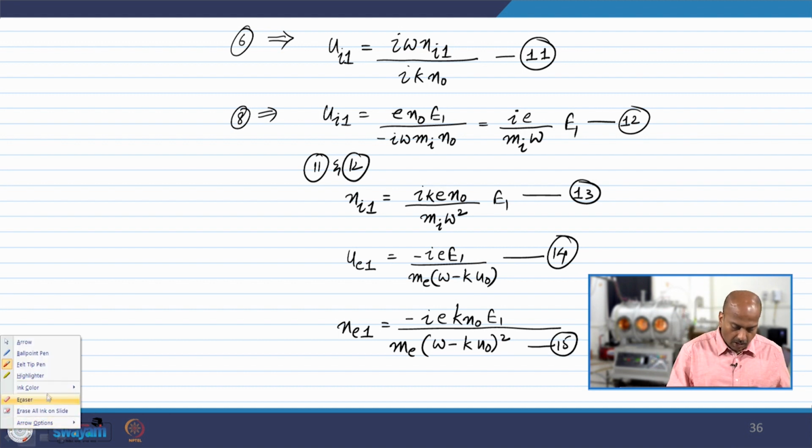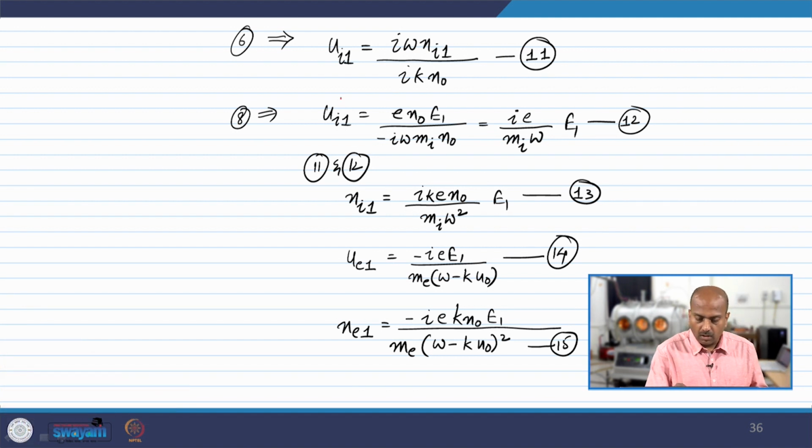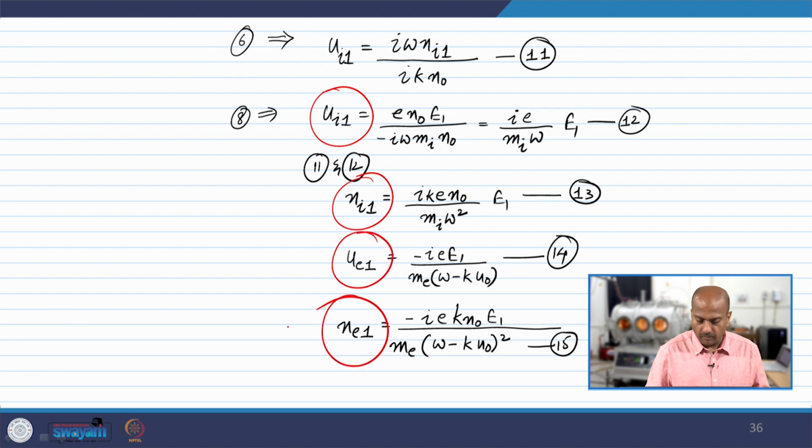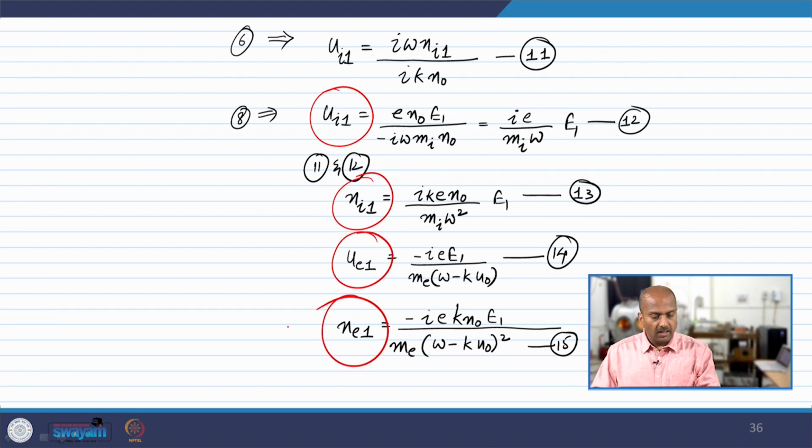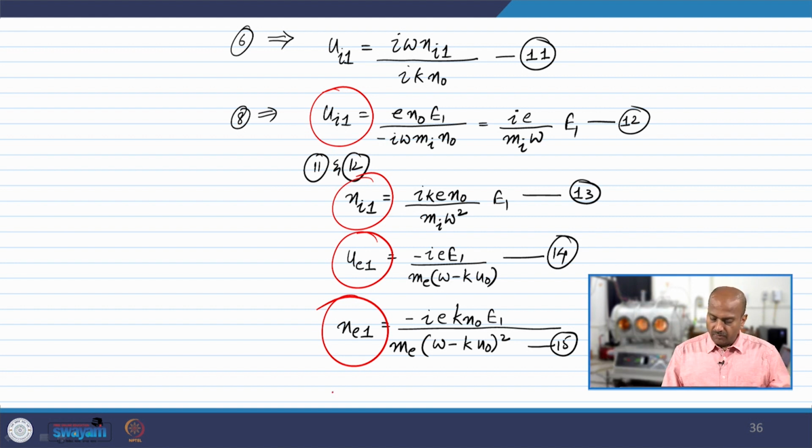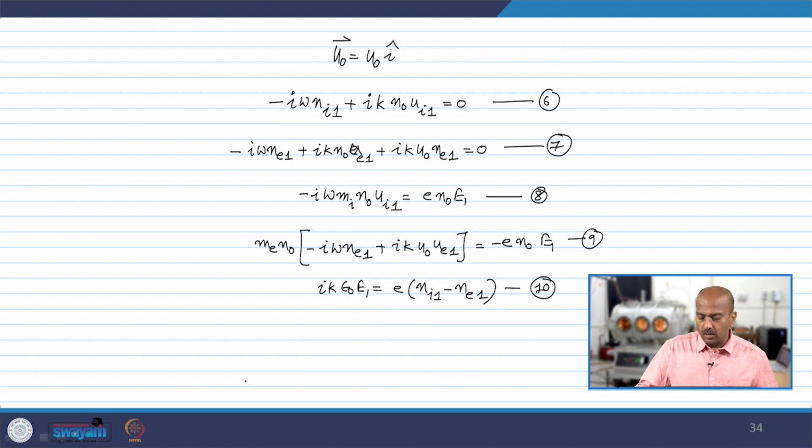Just let me highlight the important variables. Okay. 1, 2, 3, 4. By using the linearized equations, we have been able to get all the terms. So, from equations 10, 12 and 15, you need the knowledge of n_i1 and n_e1. We have already found out.